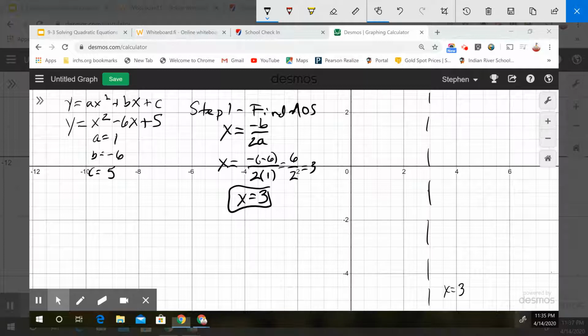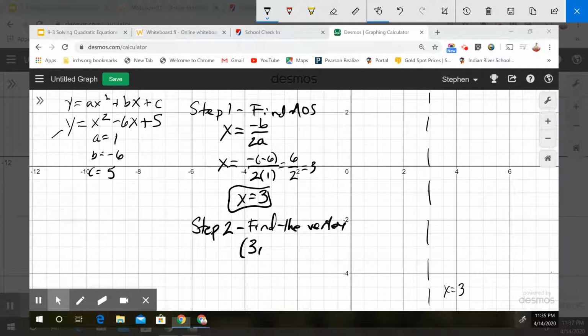So then the next step would be step 2. For every single quadratic you'll do, whether you're graphing it on a computer or on a piece of paper, find the vertex. Now we already know a piece of it because we know that x is 3. The vertex falls on the axis of symmetry, and all the x values on this line are 3. So I know that the vertex has an x value of 3.